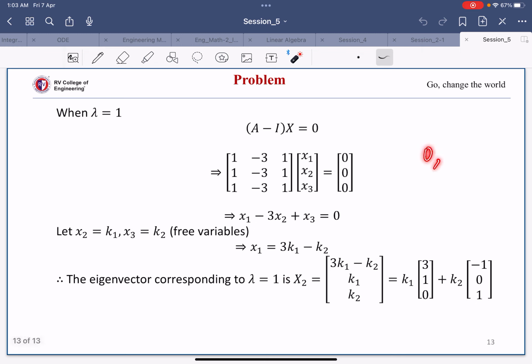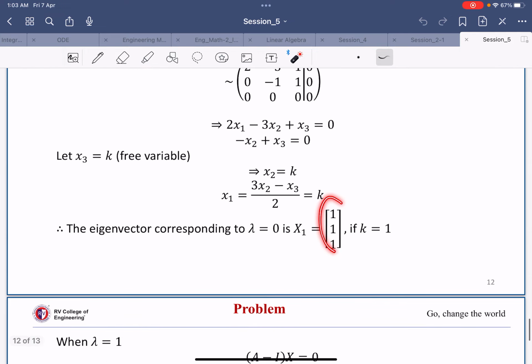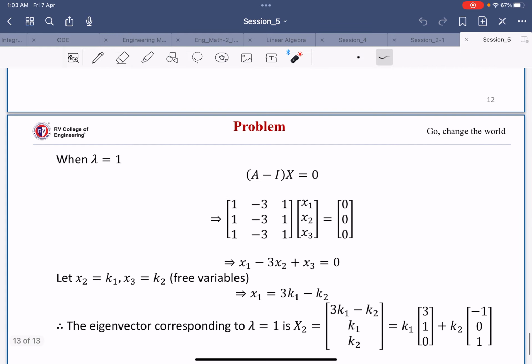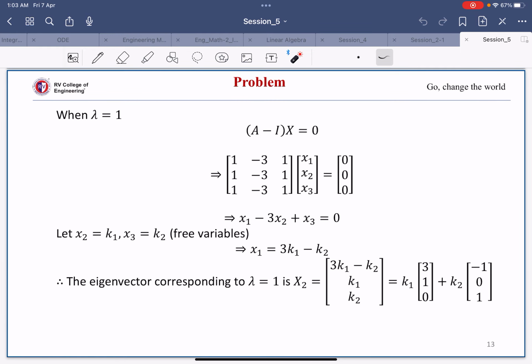So I got the eigenvalues as 0, 1, 1. So 1, 1 was a repeated eigenvalue, so we have got the 3 eigenvectors: one for 0, and two for the repeated eigenvalue 1. So we have 3 linearly independent eigenvectors for the given matrix. So this is how we find or determine the eigenvalues and eigenvectors of a given matrix. Thank you.